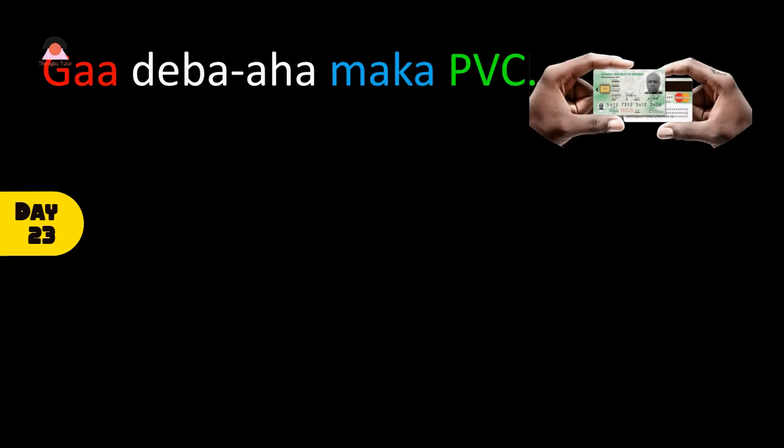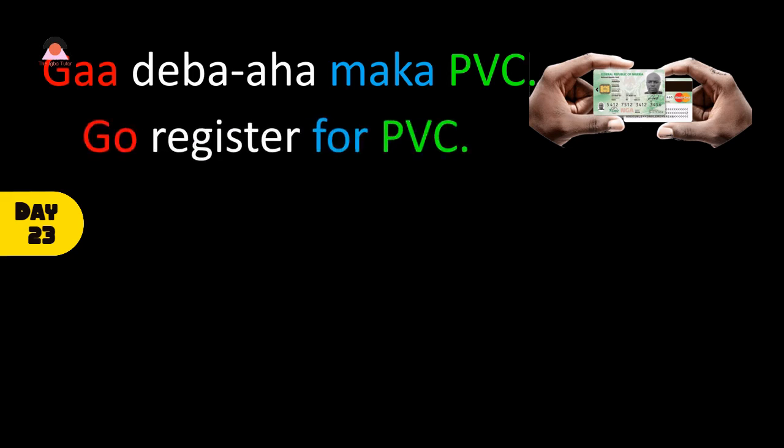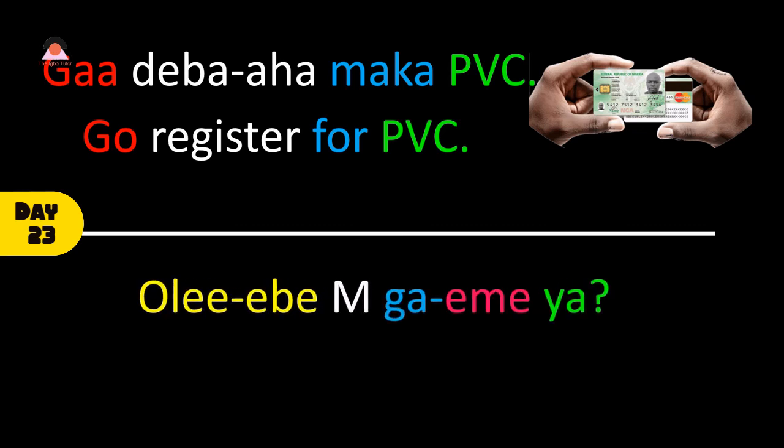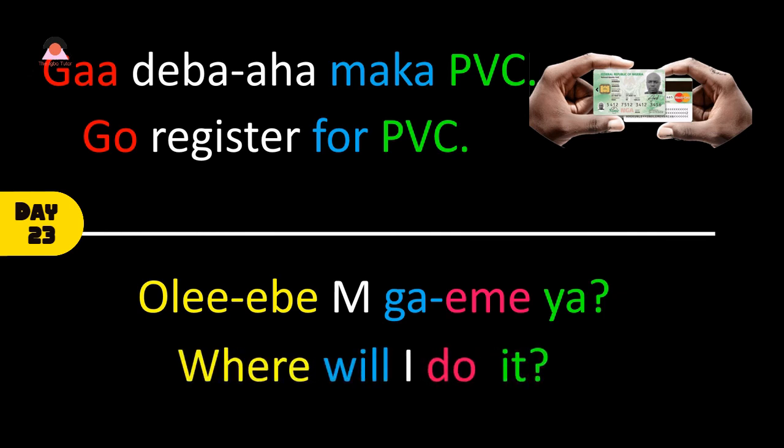Gaa deba aha maka PVC, which means go register for PVC, or go and register for PVC in case you have not done that. And the likely response we expect from you is to say ole ebe m ga-eme ya, which means where will I do it?